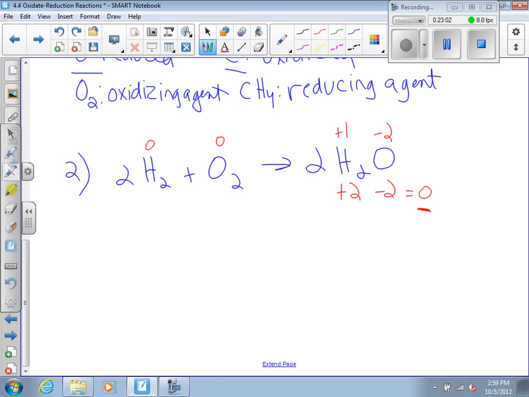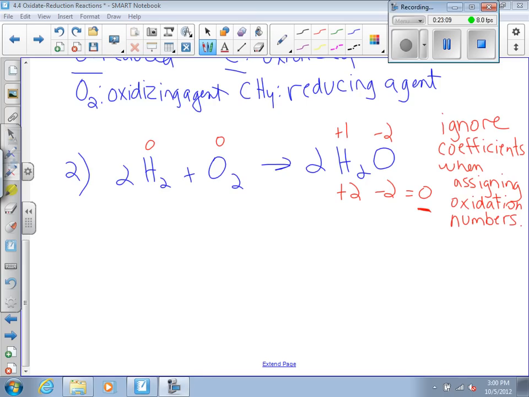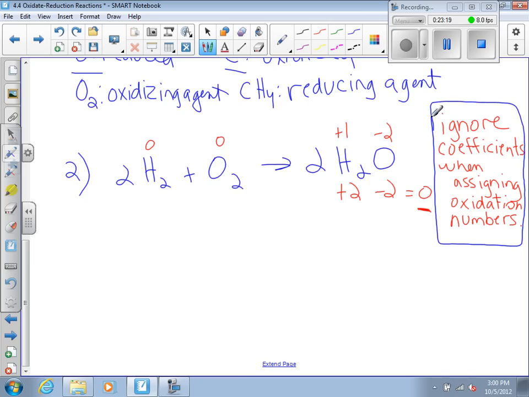Oh, one very important thing. When you're assigning oxidation numbers, you ignore the coefficients. It's really important. We do not take the coefficients into account. Coefficients are the numbers in front of a chemical. We ignore the coefficients when assigning oxidation numbers.